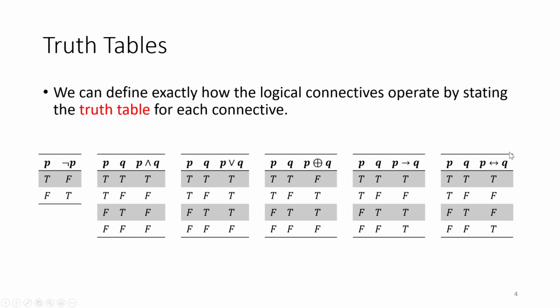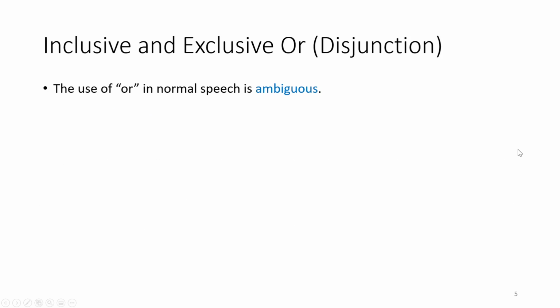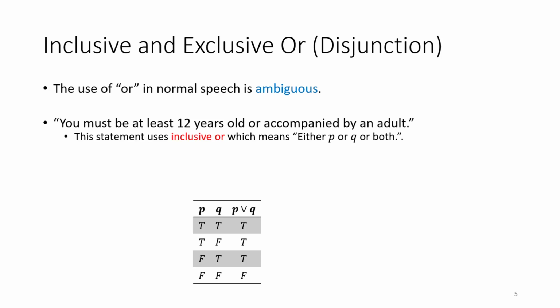So let's actually explore that ambiguity a little bit here. Let's do it with "or" first, because I think this one's going to be a little bit easier for us to wade through. Let's look at our two examples. So you must be 12 years old or accompanied by an adult. This is like to get into the PG movie or the mature movies or whatever it is, right? You need to be at least 12 years old or accompanied by an adult, something like this, right?